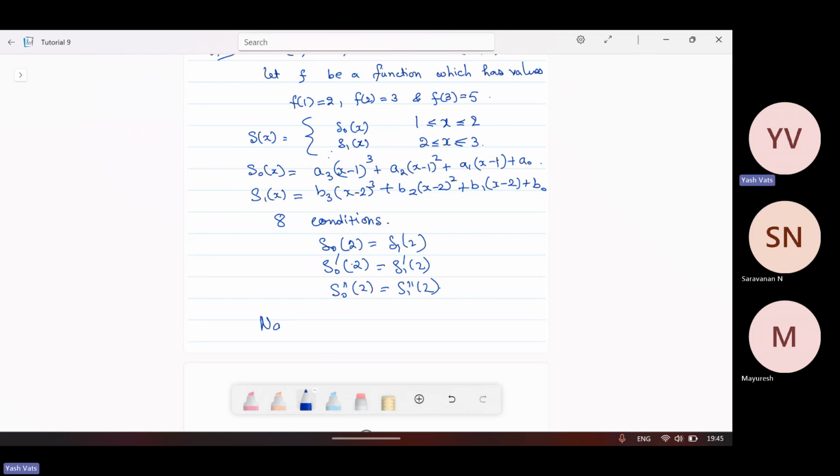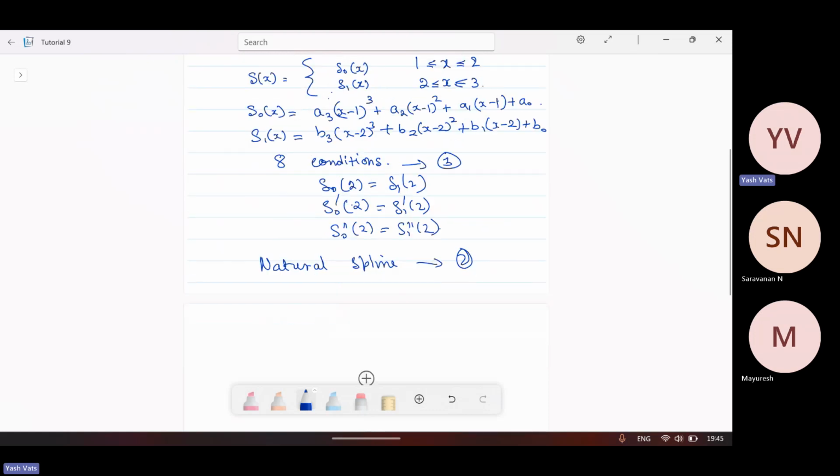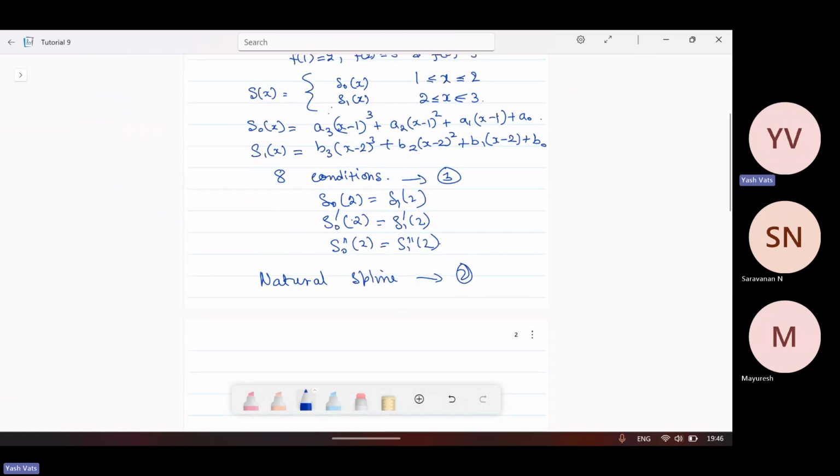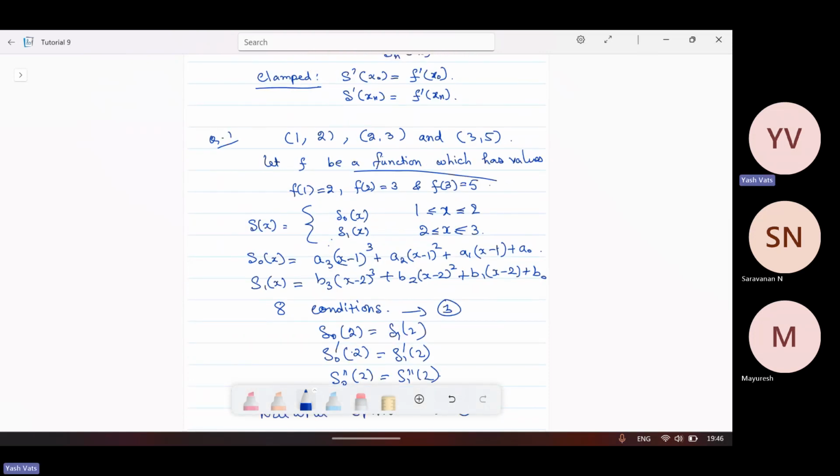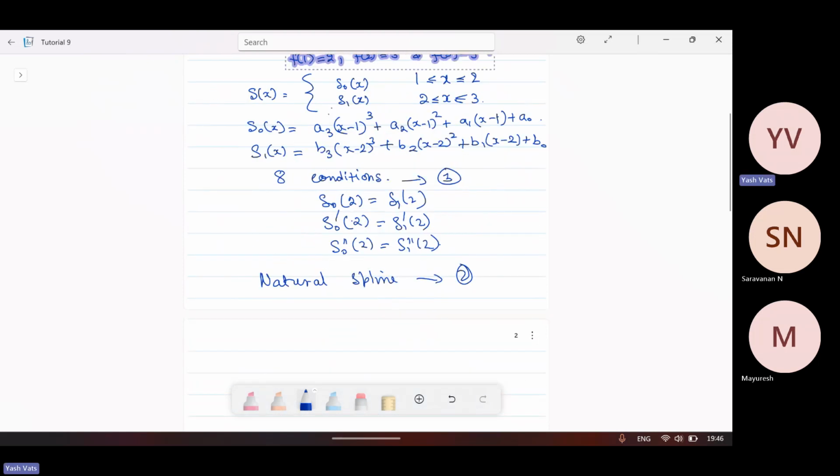Yeah, natural spline conditions. So I won't write again. These are 2, these are 3, and you need 3 more. So where does the 3 come from? Do you remember? Yeah, you can use this, right?